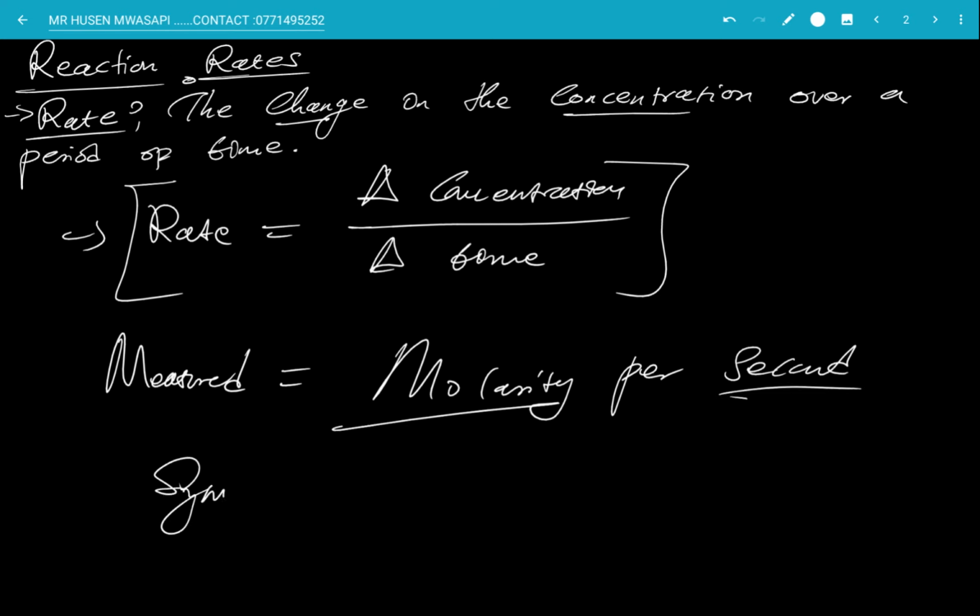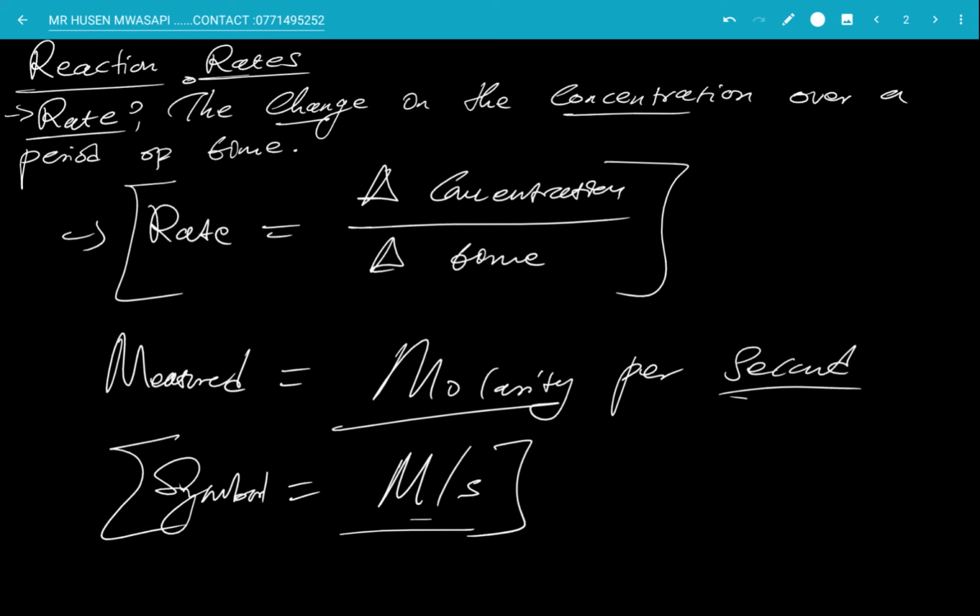So the symbol will just be capital letter M/s. It's a symbol for concentration per time. So you need to put this in mind. The rates are measured in molarities per what? Seconds. Wonderful, I hope you understand. But don't forget, the rate is equal to the change in concentration of either the reactant or the product over the change in time. Alright, let's move on.